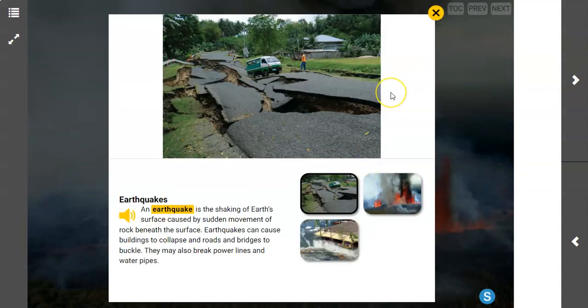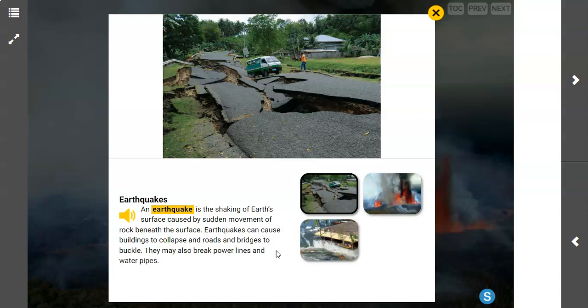Okay, the first one is a very interesting picture, very scary to look at though. This picture is of an earthquake. Actually, I should say it's the aftermath of an earthquake. It's what it looks like after the earthquake happened. An earthquake is the shaking of Earth's surface caused by sudden movement of rock beneath the surface. Earthquakes can cause buildings to collapse and roads and bridges to buckle. They may also break power lines and water pipes. So for today, that's what I want you to know. We will continue and get more in depth about what earthquakes are and how they happen in a future lesson.